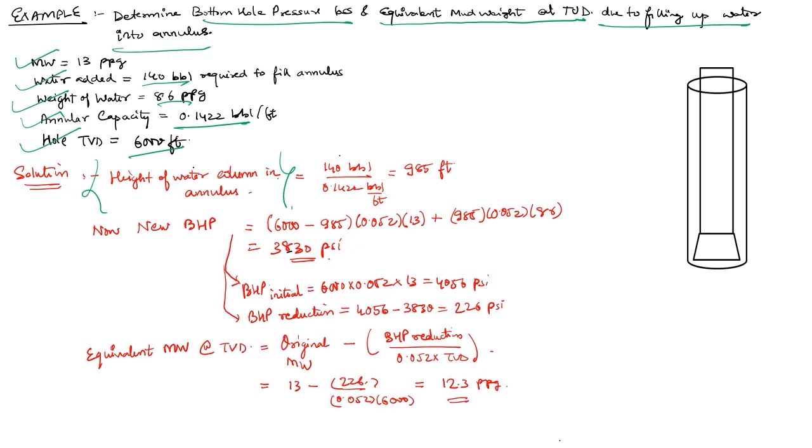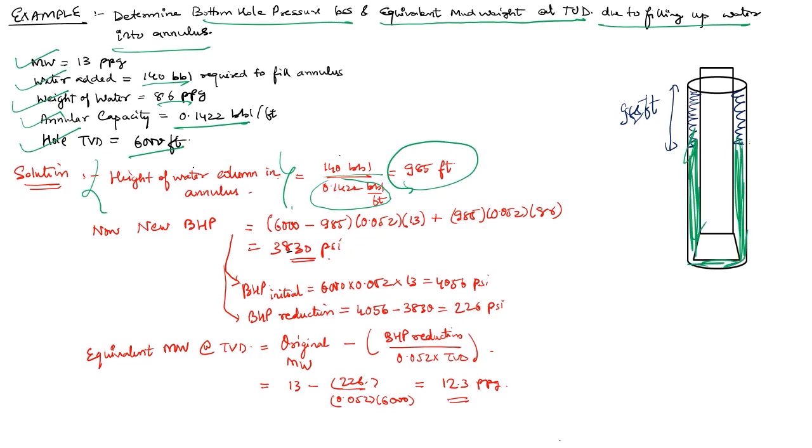That would be equal to the volume of water divided by my annular capacity. On doing that, the height of the water column will be 985 feet. Now let's look at this particular figure. That means my 985 feet of the annulus would be filled with water. Now the rest everything would be my drilling mud.